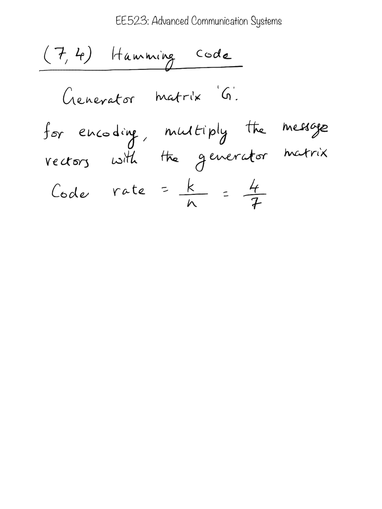The generator matrix had the form 1 0 0 0, 0 1 0 0, 0 0 1 0 and 0 0 0 1. So the first part of the generator matrix is an identity matrix of size k. A 7/4 code is an n,k Hamming code, and k is 4 here. So we have an identity matrix of size 4, a 4 by 4 identity matrix.